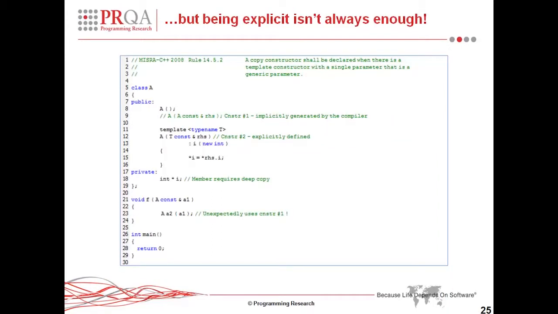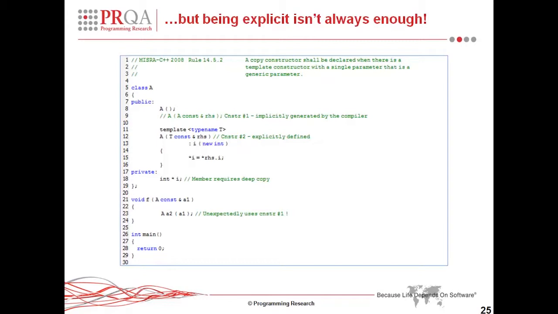Now the second example belongs to the same family of issues as the former one, but there is a twist. In this case, the compiler will generate implicitly a default constructor, even if the developer defined a template constructor explicitly. So this will happen under the hood. And as a consequence, copy semantics for members requiring deep copies can be incorrect.